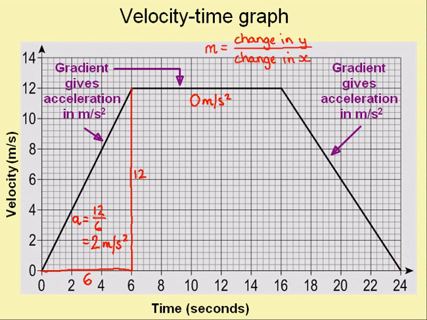In this section, the object is slowing down. We can see that this time the change in y is negative. It's minus 12. And the change in x is still positive. It goes from 16 to 24, so that's 8. So the acceleration here is minus 12 over 8. That's minus 1.5 meters per second squared.